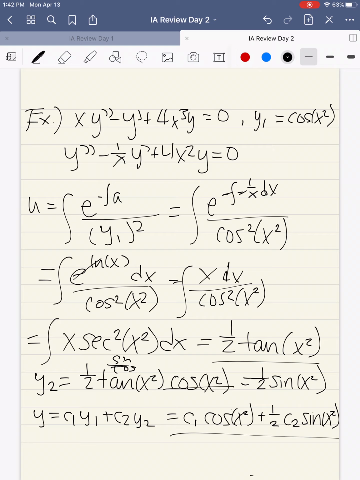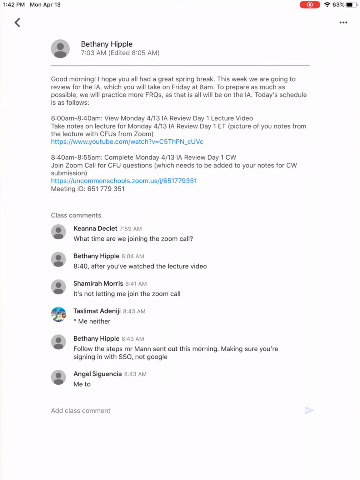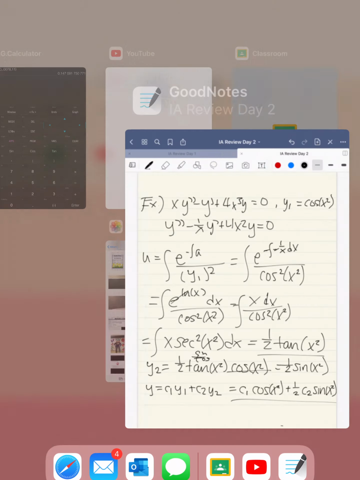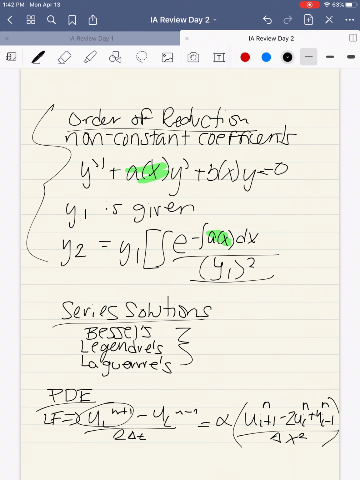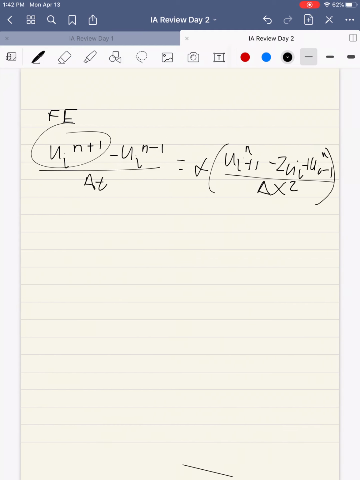All right, so that was our last example. So again, this was just order of reduction. So you should be able to, again, identify when to use Bessel's, Legendre, and Laguerre's equation, as well as you need to know how to implement your PDEs for Leapfrog and for Forward Euler. So we're not going to do an example of that, but again, make sure that you know those formulas and you are able to implement those.